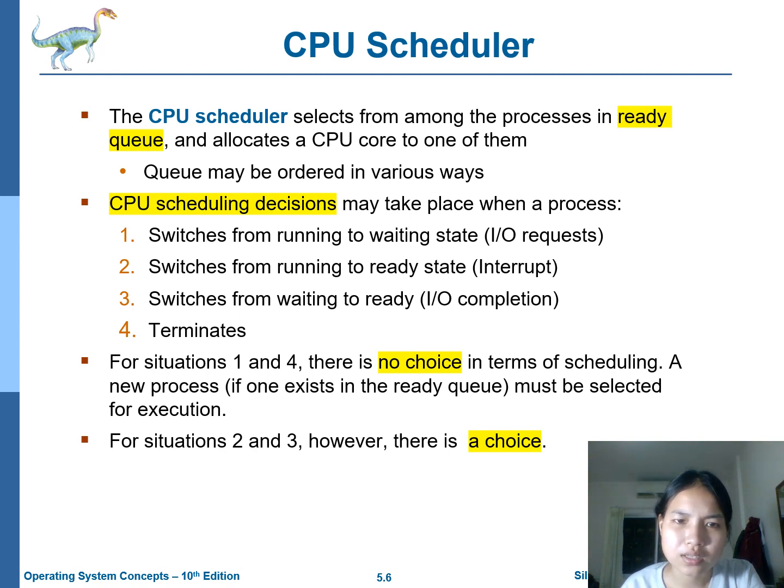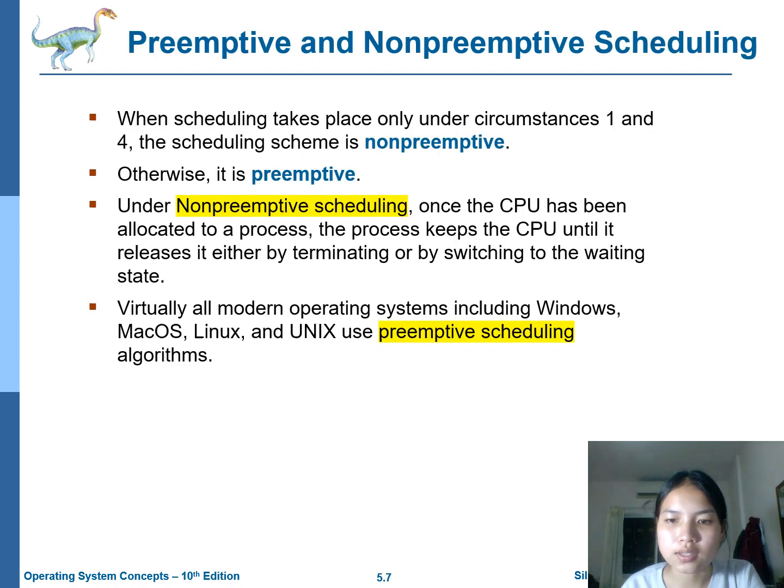CPU sharing decisions may take place when a process switches from running to waiting state, switches from running to ready state, switches from waiting to ready, or terminates. For situations 1 and 4, there is no choice in terms of sharing. A new process must be selected for execution for scenarios 2 and 3. However, there is a choice.